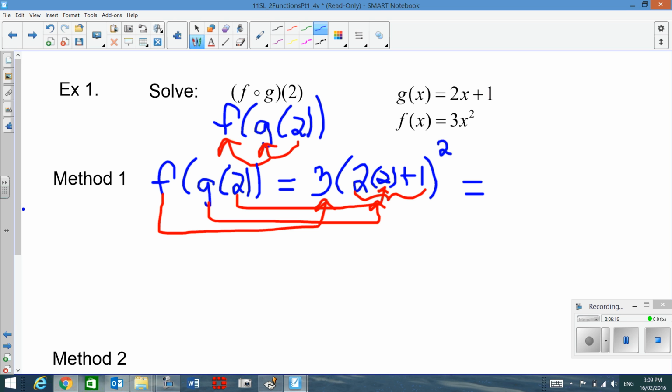So you're just layering the problem so that you can then simplify. So always work from the inside out. I have 2 times 2, which is 4, plus 1 is 5, squared gives me 25, and then times 3, I wind up with an answer of 75.